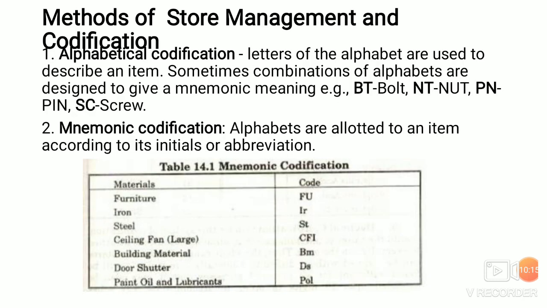Next we are going to see about the methods of store management and codifications. So here we have a few methods. The first one is alphabetical codifications. We can also call it mnemonic. Here, the first letter of the material's name is mentioned with the help of alphabets. So here we are seeing bolt. For a bolt it is BT, nut it is NT, pin it is PN, and screw it is SC. So this type of thing is also mentioned, alphabetical codifications.